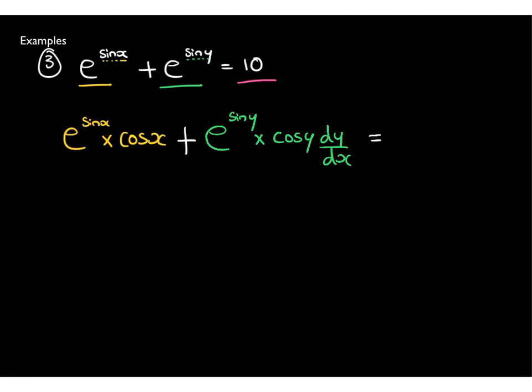You really have to think about this so carefully. You're applying the chain rule, implicit differentiation, so many things. The 10 differentiates to 0. Now this one is perhaps a bit easier than the others.